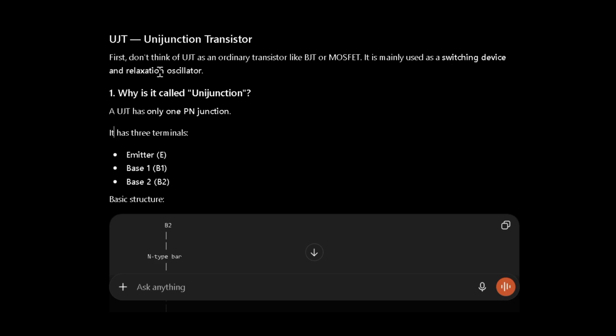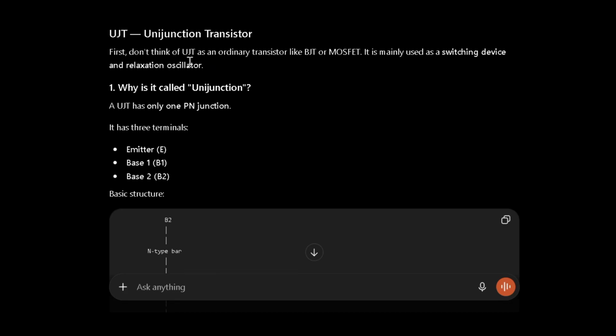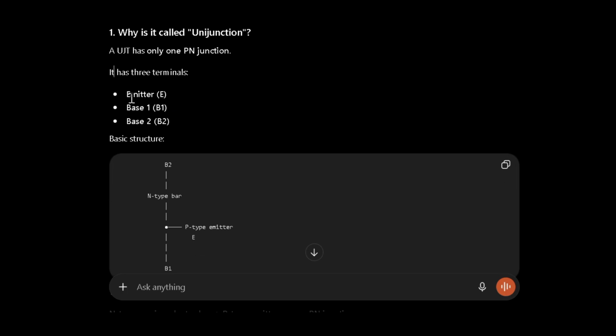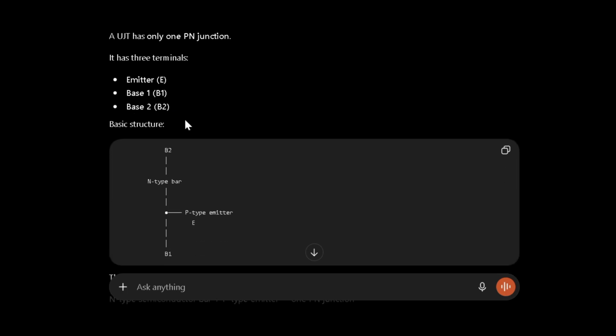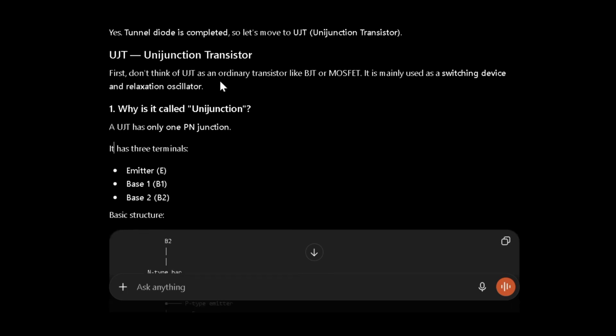Here B1 and B2 are like... the p-type emitter works as a distributor for B1 and B2. What is inside a UJT? Think of it as an n-type bar with a few terminals. Here the p-type emitter becomes forward biased with the n-type bar, and B1 and B2 are the two side terminals of the n-type bar.